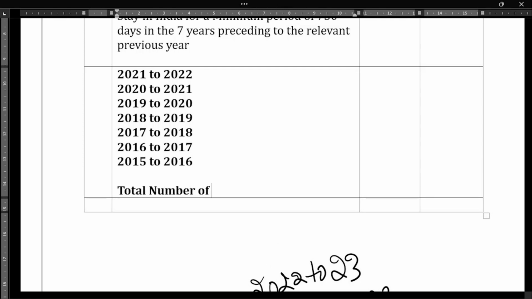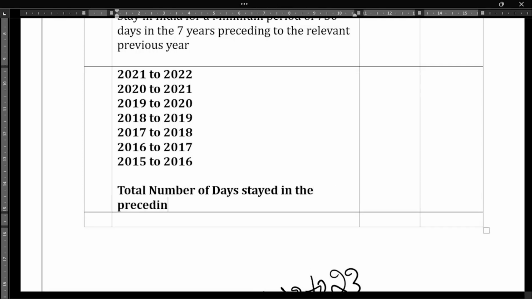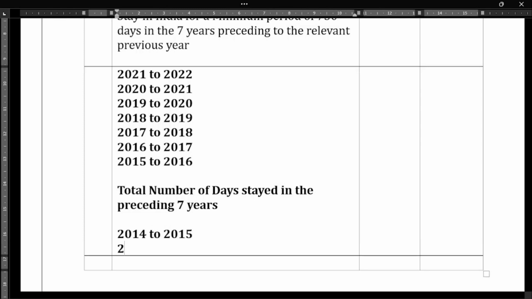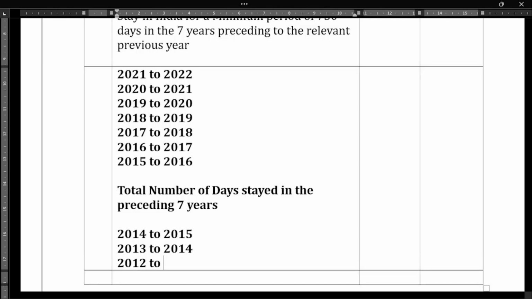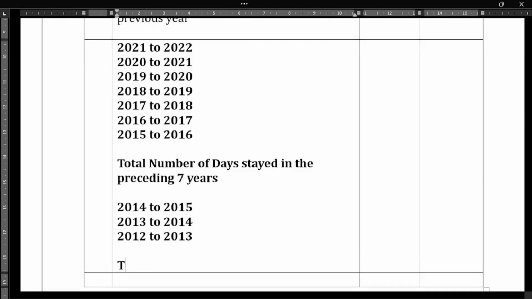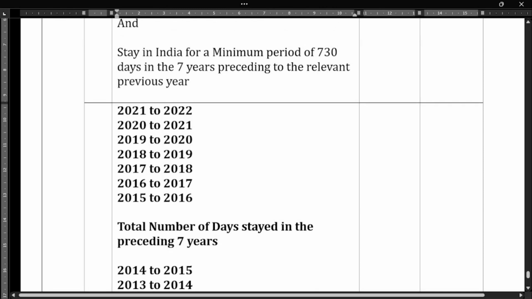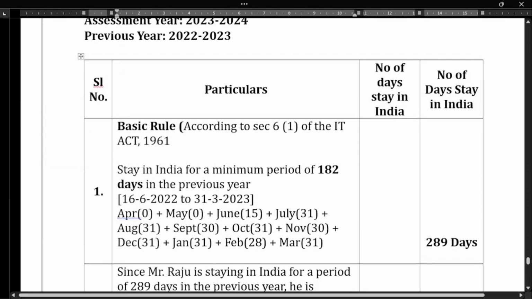Total number of days stayed in the preceding 7 years. After that, continue 2014 to 2015, 2013 to 2014, 2012 to 2013. After this, one more row we have to put: total number of days stayed in the preceding 10 years. Now, let us start filling these years.